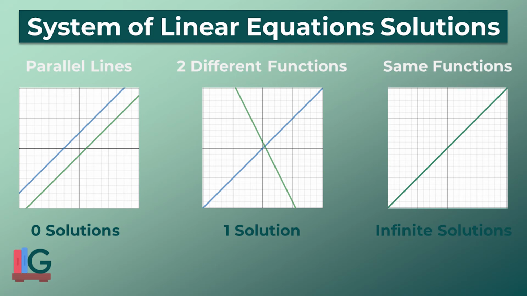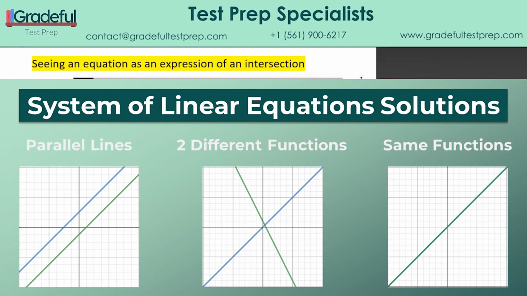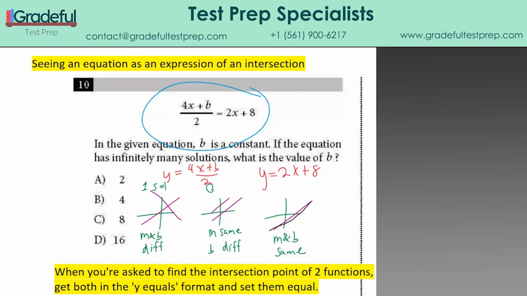That's the idea that when you go to graph the second line, you realize it was really the same line all along. And when they're hitting once, that usually means that the slope and y-intercept are different. When they're hitting never, that means that the slopes are the same and the y-intercepts are different. And if they hit all the time, infinite solutions, that means that the slope and y-intercept are both the same. And once again, that's the idea of having one solution, no solutions, and infinite solutions.